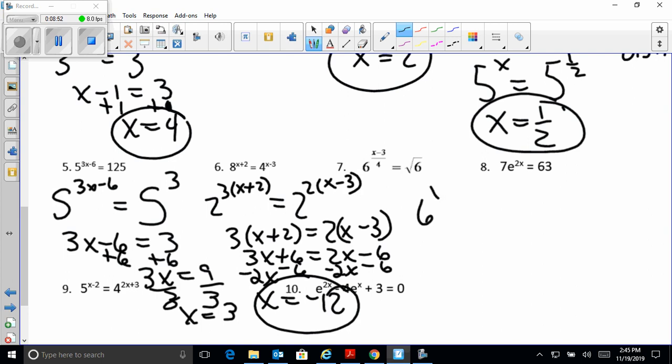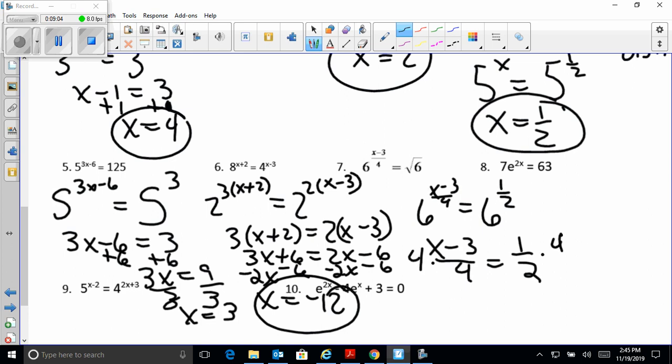Number 7, I can make those the same bases. 6 to the x minus 3 over 4 is equal to 6 to the 1/2. So then I can equate my exponents and solve, some basic equation solving right there. So x is equal to 5. And in fact, you can check that if you plug that in there, 5 minus 3 is 2, and 2 over 4 is 1/2. Which is the same thing.